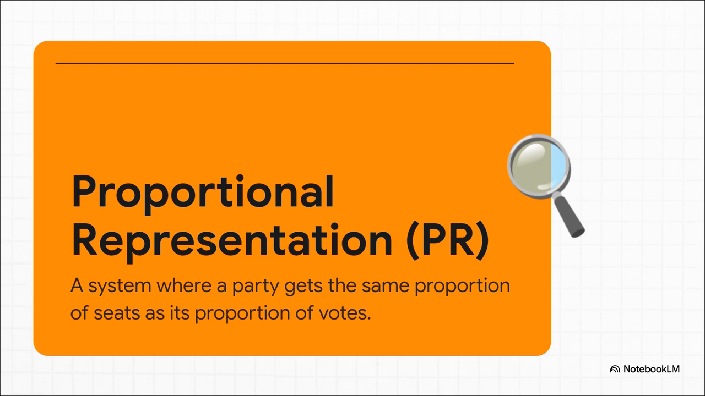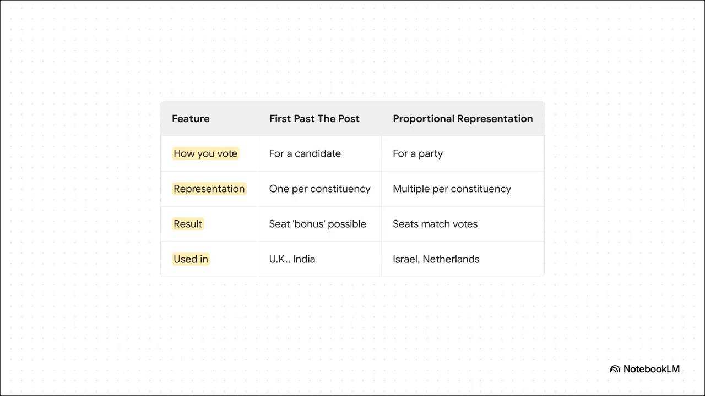No more of those huge gaps between the votes you get and the power you have. All right, let's put these two systems head to head. With first past the post, you're voting for a specific person in your local area. But with proportional representation, you're usually voting for a political party. This means FPTP gives you one single local representative, while PR can give you several representatives from different parties who cover your region. But the real kicker, the biggest difference, is the final result. FPTP can give the biggest party a huge bonus of extra seats, while PR tries to make the seats match the votes as closely as possible.